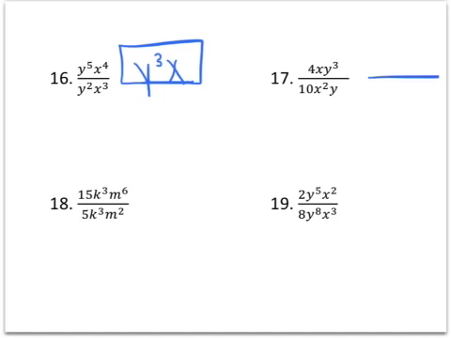Number 17. First, simplify 4 over 10. Someone raise your hand. Simplify 4 over 10. Jeremy. Right? Now I'm looking at the x's. Can somebody tell me what x divided by x squared simplifies to? Justin? X. In the numerator or denominator? Denominator. Good. Y to the 3rd divided by y. Very good.